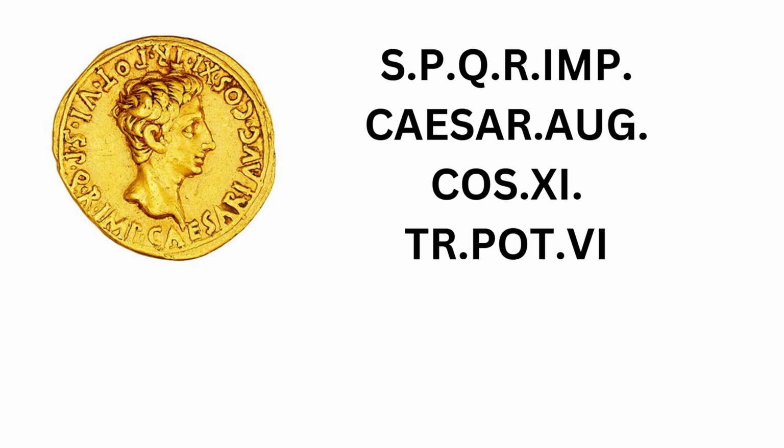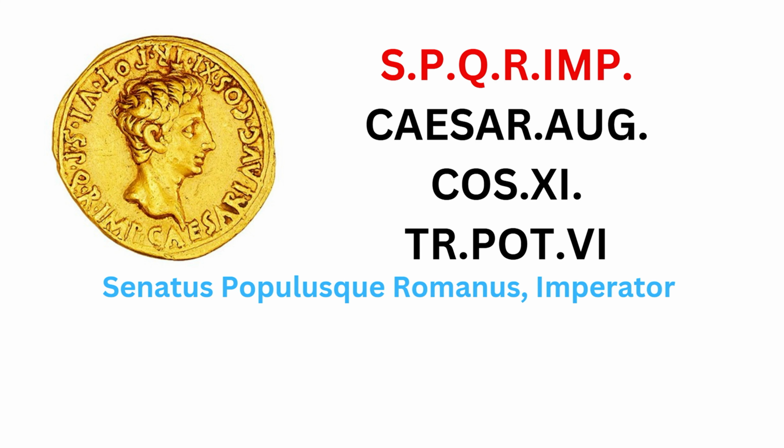Here's another. This one is a bit longer. It says SPQR IMP CAESAR AUG COS XI TR POT VI. This is quite a lot, so let's go through it line by line. SPQR IMP means Senatus Populus Que Romanus Imperator. SPQR is quite a common abbreviation you'll see around Roman artifacts and Roman buildings and monuments, and it means sort of by the will of the Senate and the people of Rome. It also says Imperator, which, as we talked about before, means general. Caesar Augustus is fairly easy, that is his name, so this is Augustus's coin again.